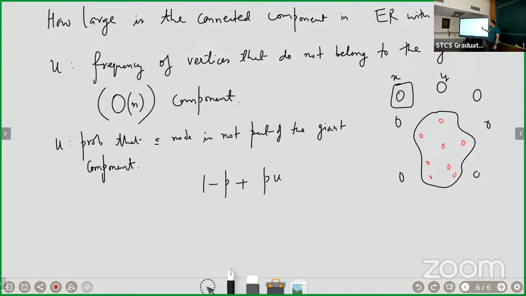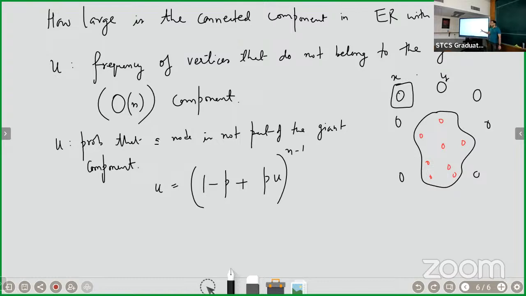Is this correct? Now, how many such Y's exist? How many Y's exist? n minus 1. See, I am late to the party. Everybody else is there, so there are n minus 1 of them. So for this to happen, essentially for each of them, I don't become part of it. So I can simply write this to the power n minus 1.